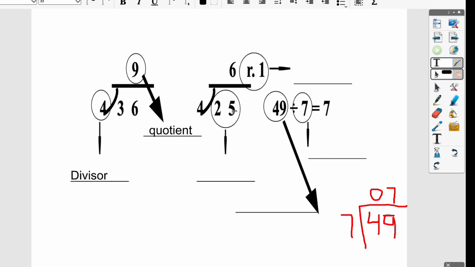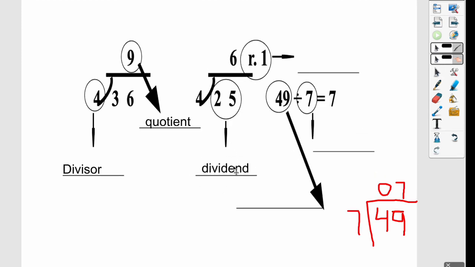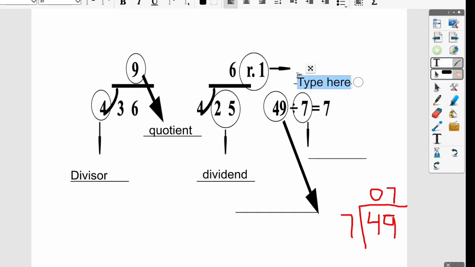This number 25, it's in the house, right? It's in the division house. So when the number is in the house, it is your dividend, okay? I'm just stressing that in part because dividend is inside of that division house. Over here, do you remember what that R is called? I hope you said remainder, because this is what is left over.